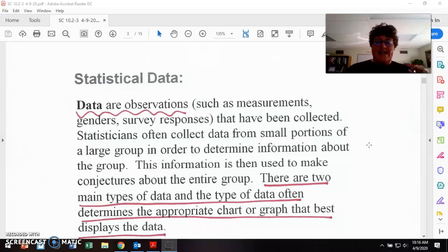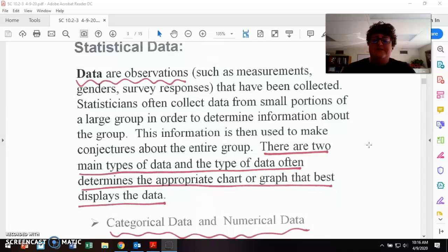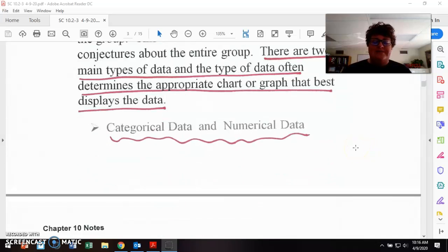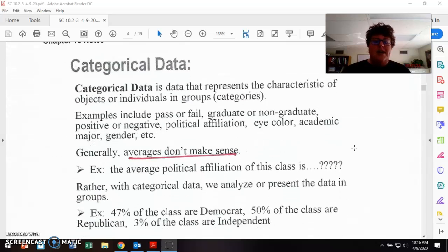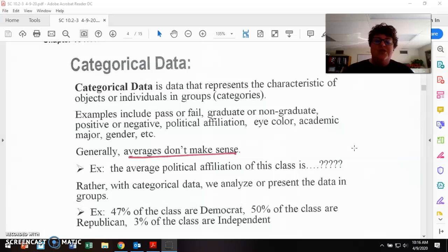Data is observations that are measured, that have been collected. There are 2 types of data, and the type determines which graph or chart is appropriate, so you want to know what type of data you have. The 2 categories are categorical data and numerical data. Categorical data represents characteristics, so usually numbers and averages don't make sense here. For example: are you a Democrat or Republican? Are you male or female? What is your major?